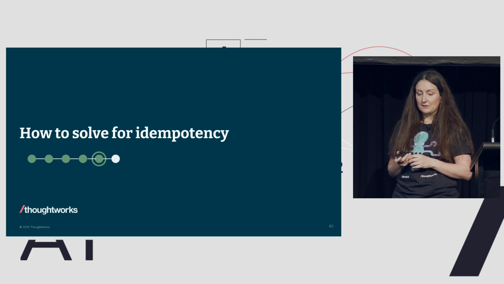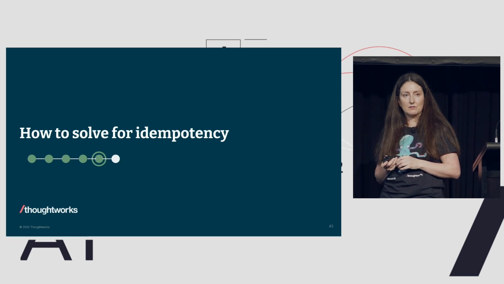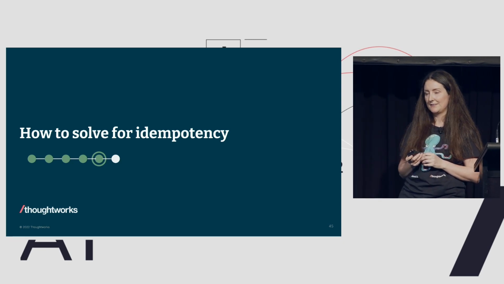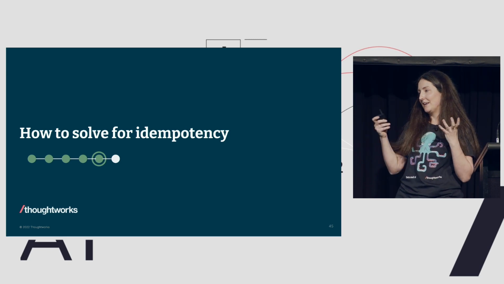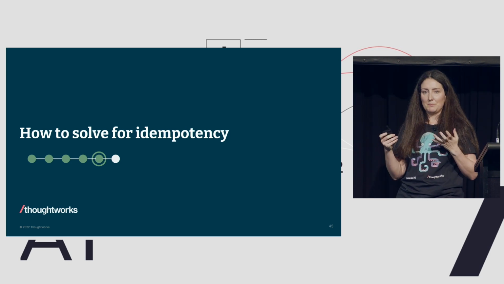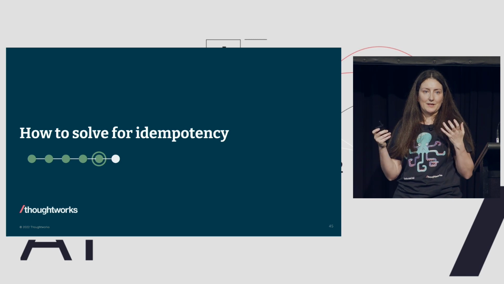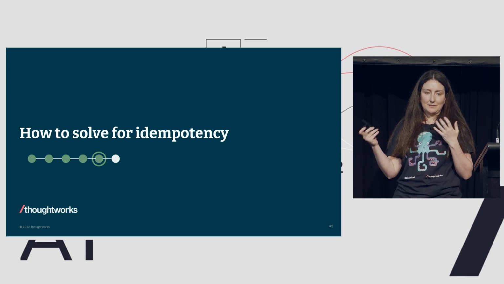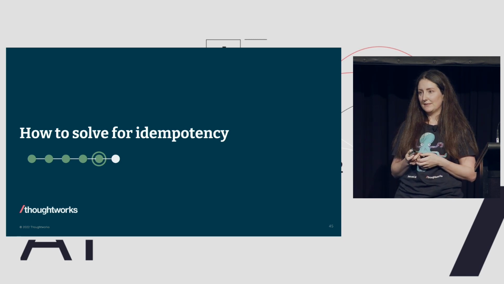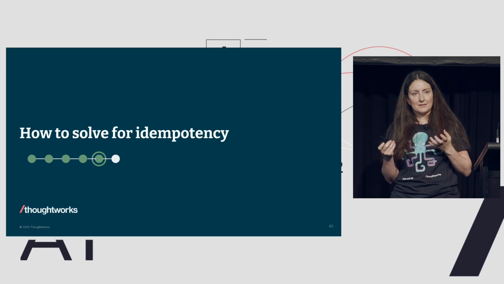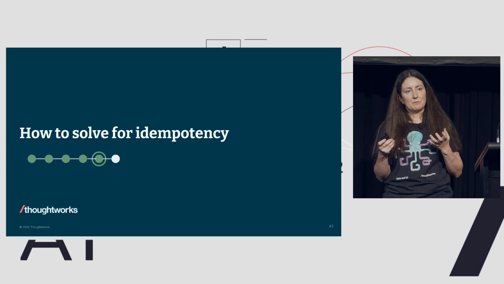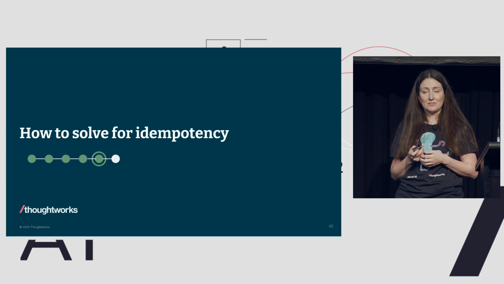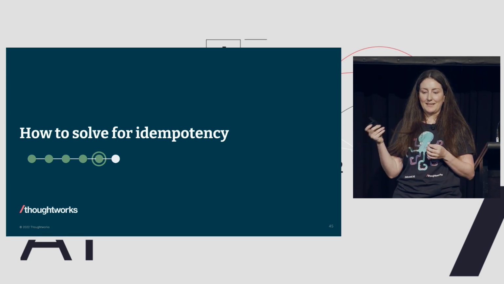The last thing I'm going to talk about in this section is how to solve for idempotency. Generally, idempotency means that a function is idempotent if no matter how many times we call it, it still has the same output as if we just called it once. We need to care about it because generally the systems that we're working with have message delivery guarantees. Usually that message delivery guarantee is at least once, which means that we can get duplicates.